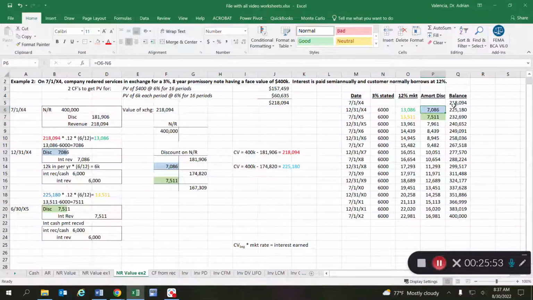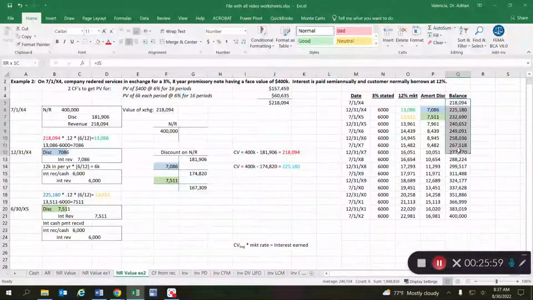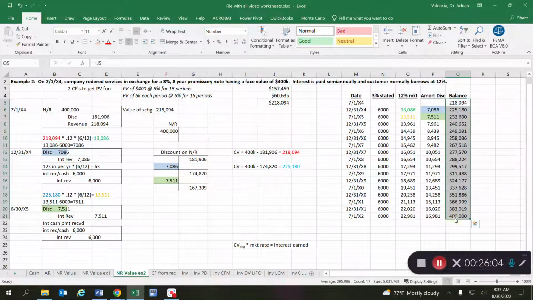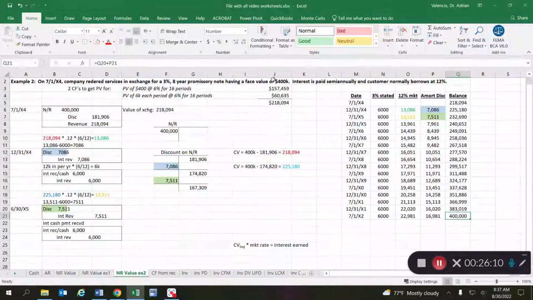So as we keep amortizing this loan here, notice the carrying value of the loan goes up, and it eventually reaches $400,000, because that's what we are going to collect at the end of the 8-year period, at the end of the 16 semi-annual periods. Okay?